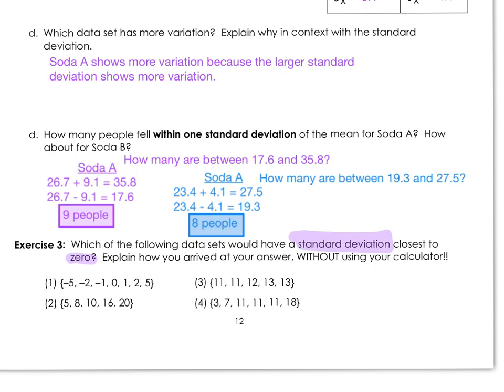What it would mean is that there is the same number in our data set. So if we're looking for one that's closest to 0, because not necessarily 0, we're looking for the one with the least variation in it. So look at the data and try to answer the question, then pause to see what I got. I ended up with choice 3 because looking at the data, there is the least variation in choice 3.